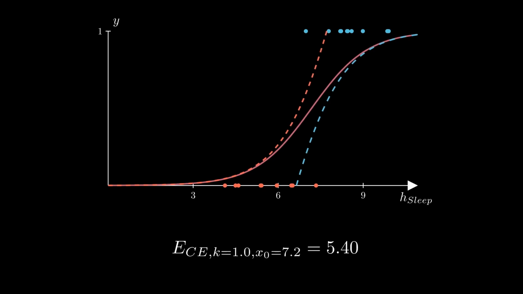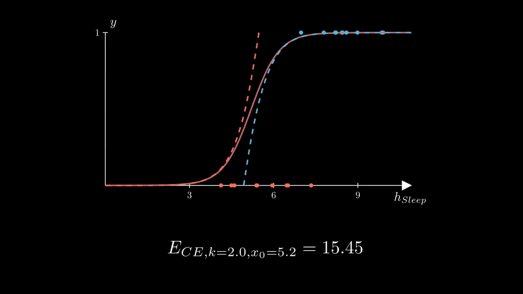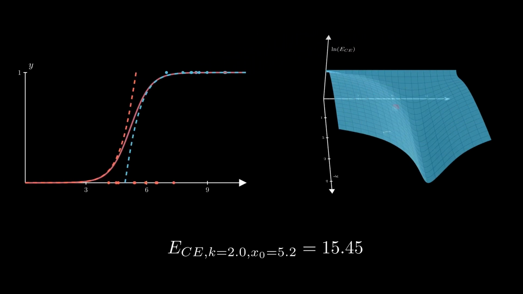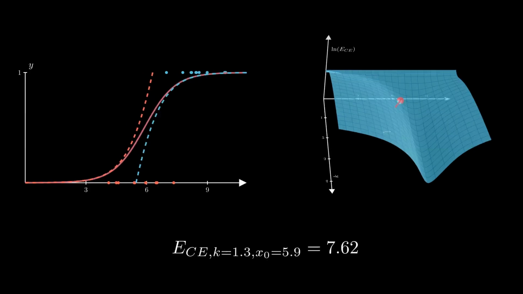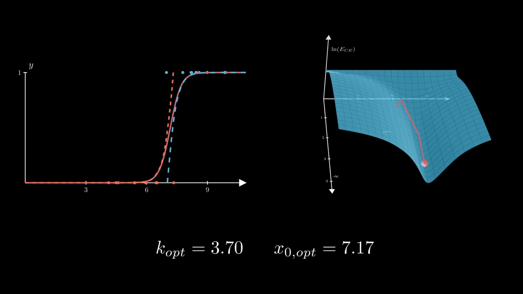Now that we can evaluate the function's fitness, we can simply find the optimal parameters by minimizing the error. Unfortunately, there exists no closed-form solution to this problem. Luckily, the problem can be solved iteratively instead, for example with gradient descent. Following along the path of the smallest gradient, we end up with the optimal parameters for a model being a gain of 3.7 and an offset of 7.17.